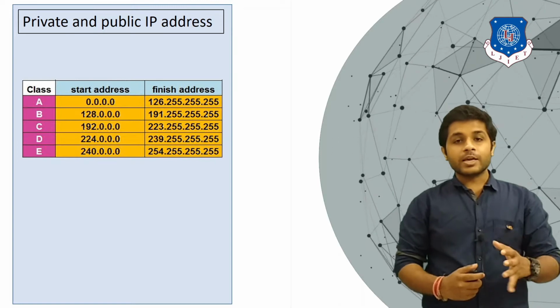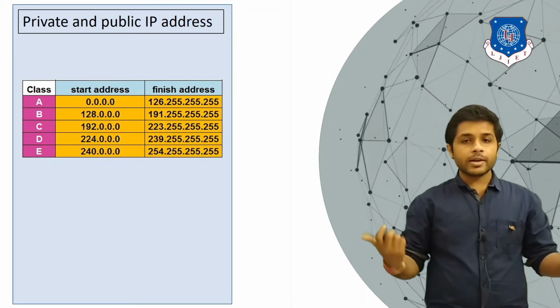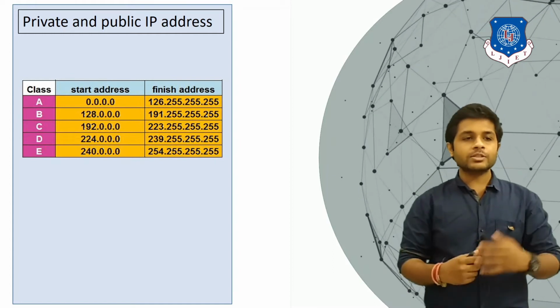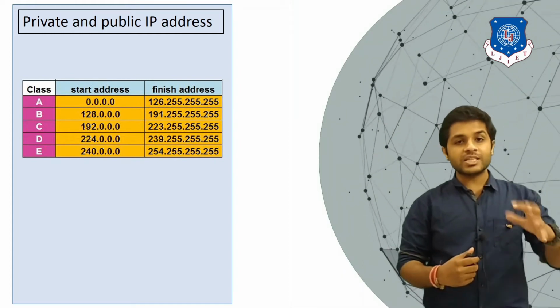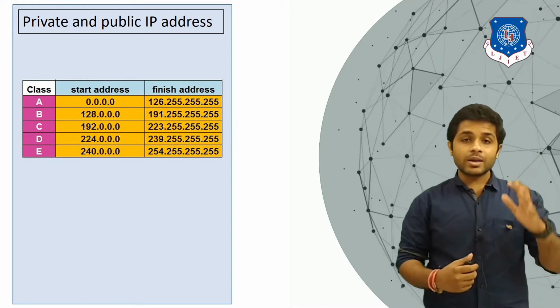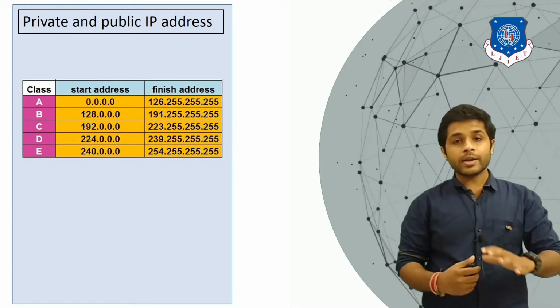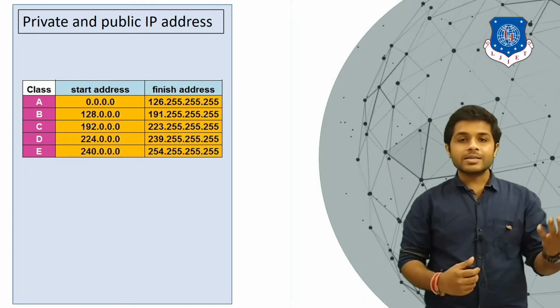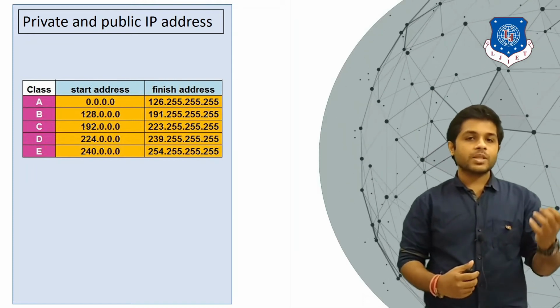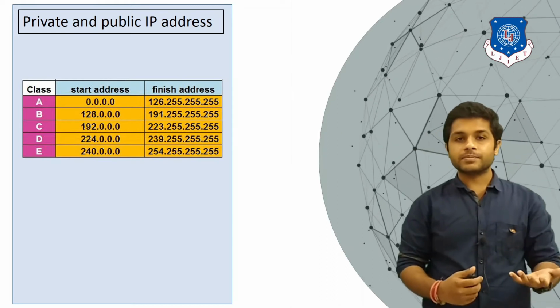That is why, if you want to create a very large local area network, you can still create it, and those devices can communicate within that network using private IP addresses. But if you want to connect the devices in your local area network to the internet, then you have to provide each and every device a unique public IP address.